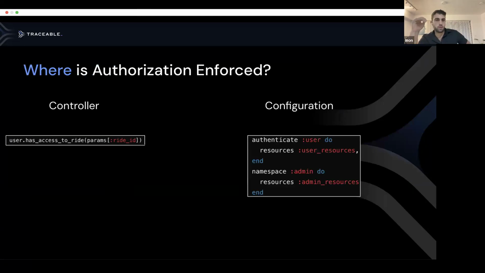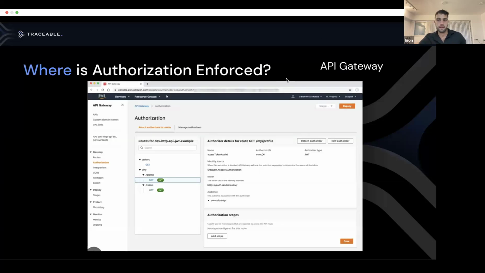So as we can see, authorization might be enforced in the controller itself, in the code. It can also be enforced in the configuration file itself. It's something that we see becoming more and more common. And it might be even enforced by the API gateway. So this is a screenshot from AWS API Gateway, and you can see that AWS allows you to implement authorization policies on the gateway itself. So as you can see, it's a very spread out mechanism. It can happen in many different places in the application, not only in the code.